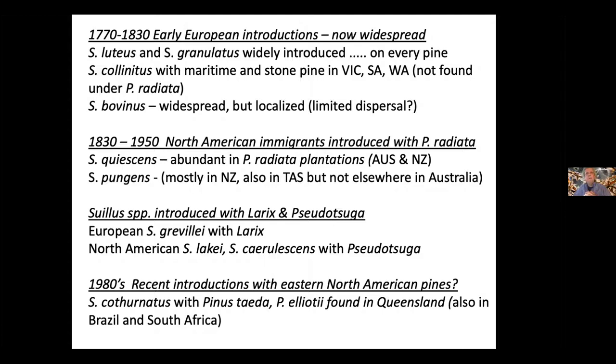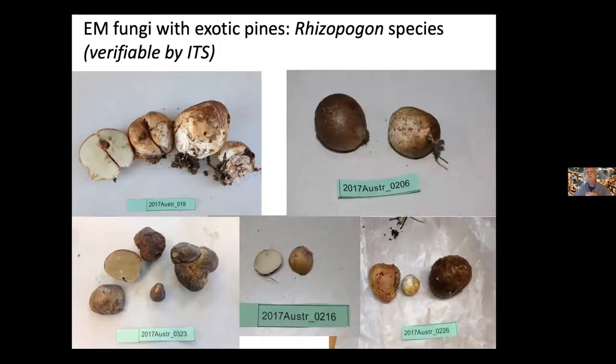that Suillus quiescens and pungens must have been part of a California-based introduction, possibly with radiata pines. Although radiata pines themselves were not directly introduced from California, but rather from Kew. So the route of introduction may not be obvious all the time. But again, because of the strong host associations, it's easier to track these introductions for Suillus.